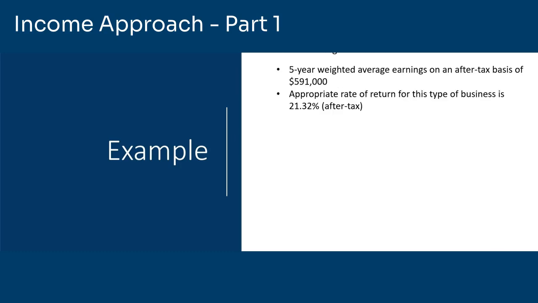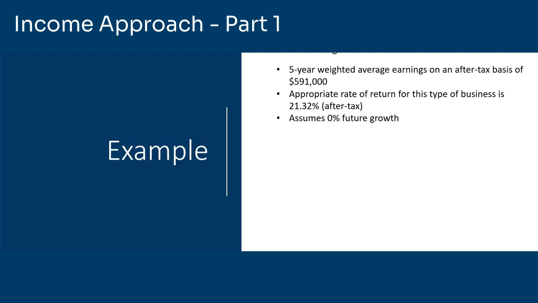And so the 5-year average of this particular manufacturing company was $591,000. And after doing the analysis on the appropriate rate for this type of business, it was determined that the appropriate rate was 21% roughly. I think here it was 21.32%. And we could probably have a multi-part video on just the high level basics on what it is to take an appropriate discount rate or capitalization rate. But for the sake of not diving too much into discount rates, we're going to assume that it is 21.32% for this particular manufacturing company.